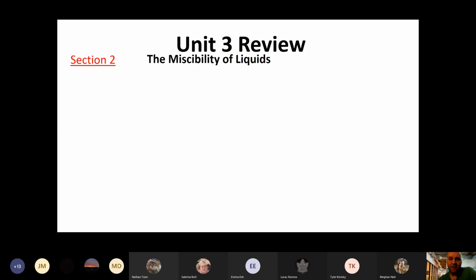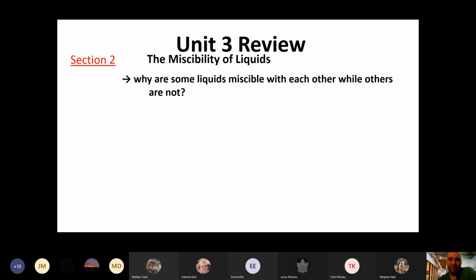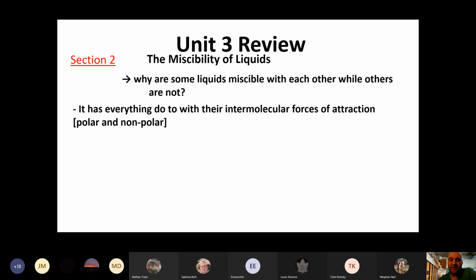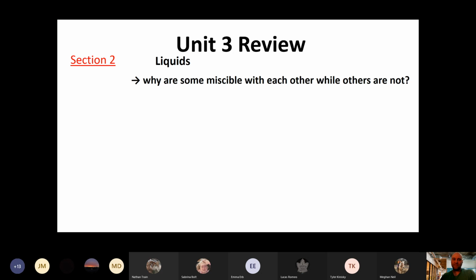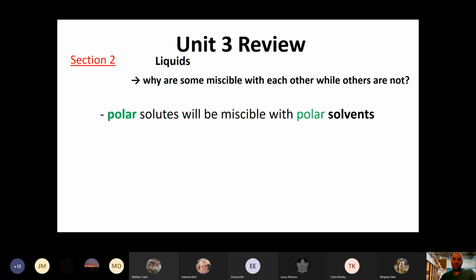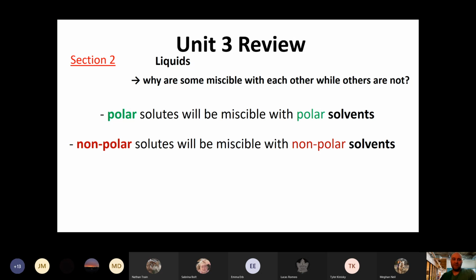Continuing with section 2, miscibility of liquids. So why do some liquids mix with others? Well, others don't. And we did kind of talk about this. So it's really coming down to organizing things as being either polar or nonpolar. Like dissolves like. So polar solutes will be miscible with polar solvents. Again, I use the word miscible just because they're both liquids. Nonpolar solutes will be miscible with nonpolar. So in both cases, we have like solutes and solvents in terms of intermolecular forces, polar and nonpolar.